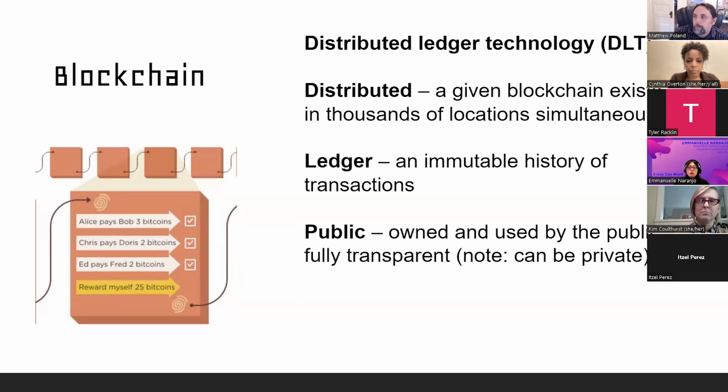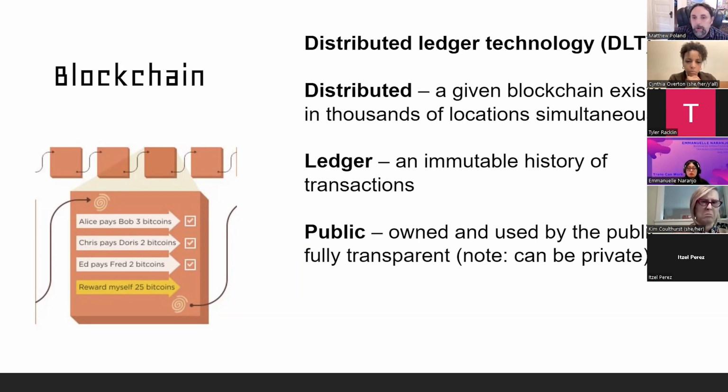It's distributed, meaning a given blockchain exists in thousands of locations simultaneously, like I was showing you with the decentralized map before. It's a ledger, so it keeps track of transactions. And the way that it's designed with cryptography, it's immutable and unhackable. And the ones we're going to be talking about today are public.